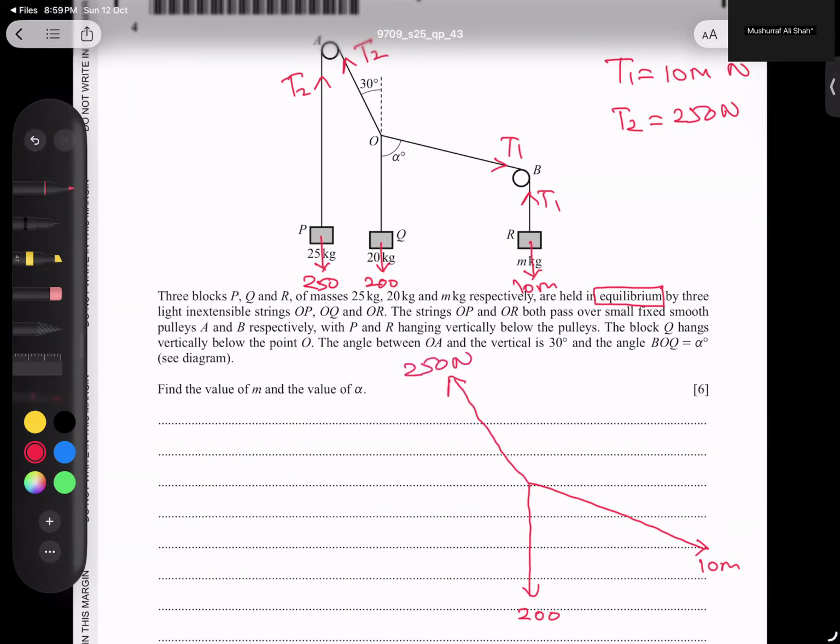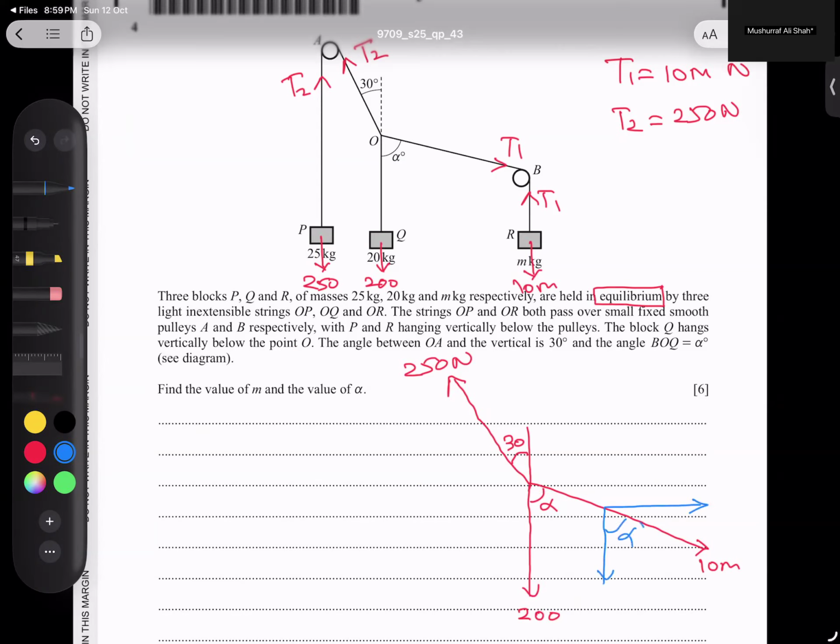If you look carefully, this is 30 degrees and this is alpha. Now I'm going to resolve the forces. I just make a rough x-axis, and this is the y-axis. So with alpha given here, two forces are there: one acting rightwards and one acting downwards.